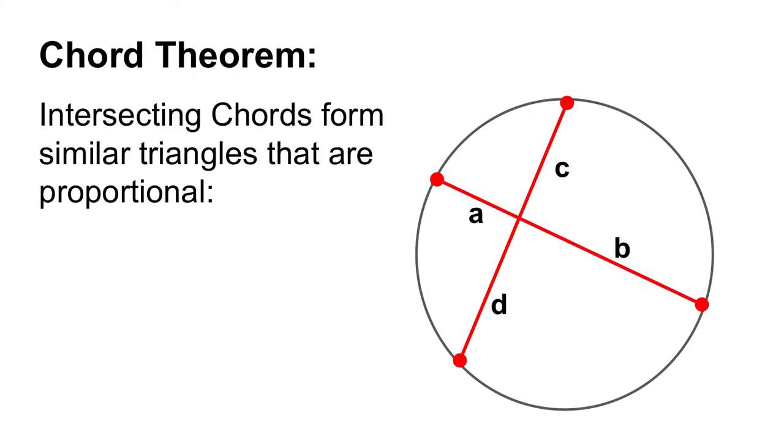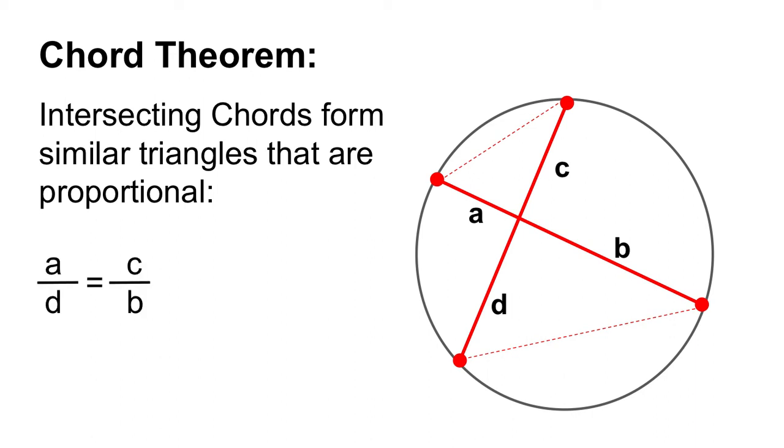So the chord segment theorem shows you what happens if you have two different chords that intersect somewhere in the middle of the circle. They do not have to intersect exactly in the center of the circle, just somewhere within the circle. The intersecting chords form similar triangles that are proportional to each other. So if you can picture what that would look like, it's like this. You've got these two triangles that are similar to each other, and since they are similar to each other, they end up being proportional.